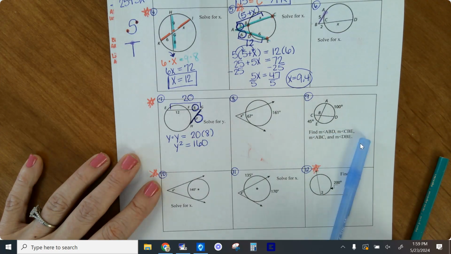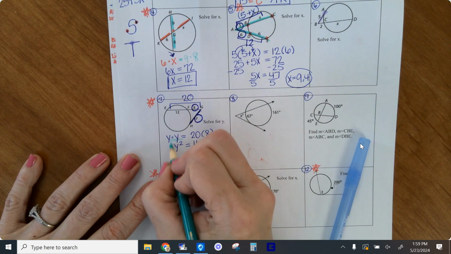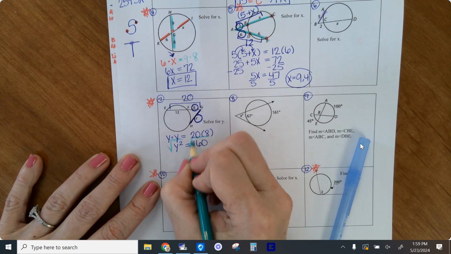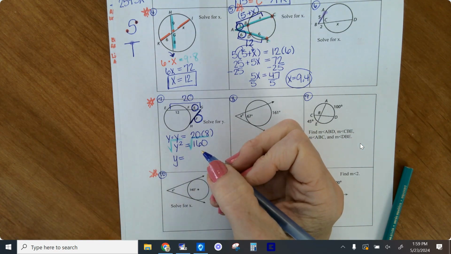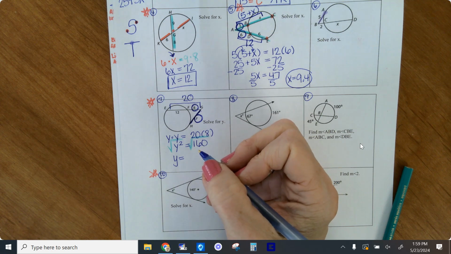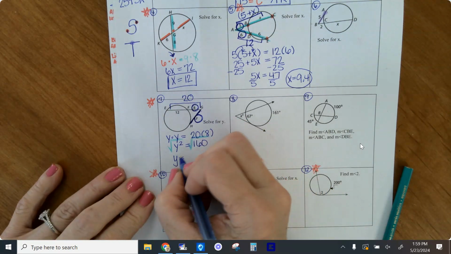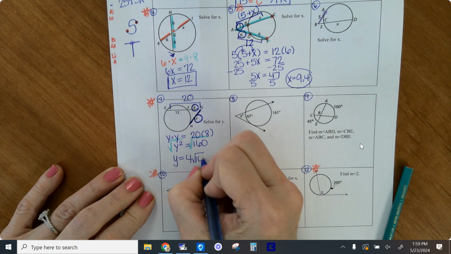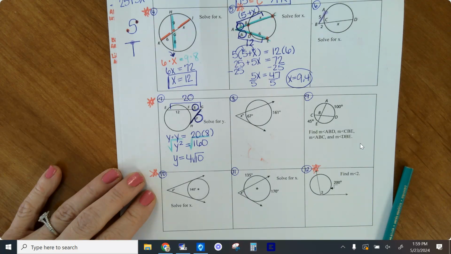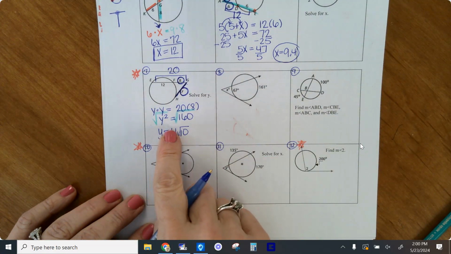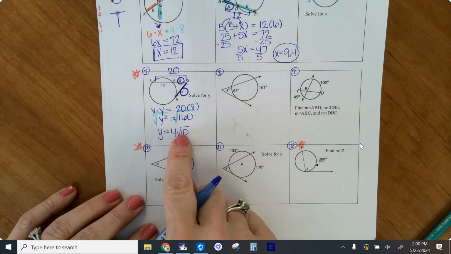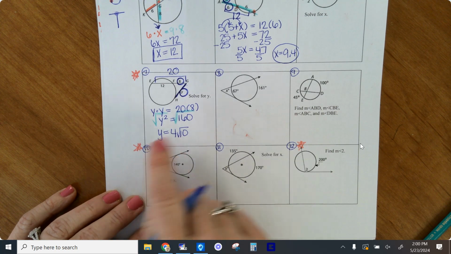And then we're going to take the square root of both sides. We want y by itself, so I have to take the square root. So y equals, what's the square root of 160? 4 square root of 10. Oh, before you leave today, remind me to tell you something about simplifying radicals in the Delta Math so that you work it easier.